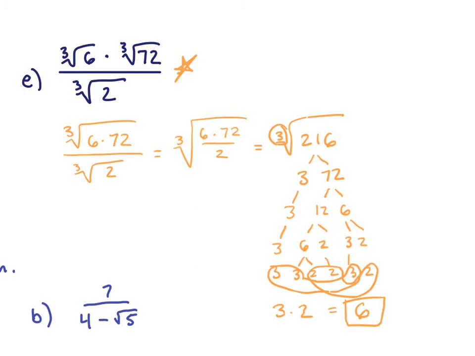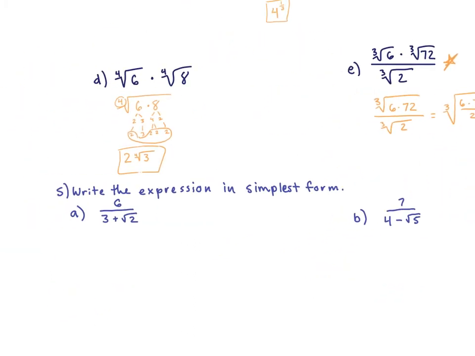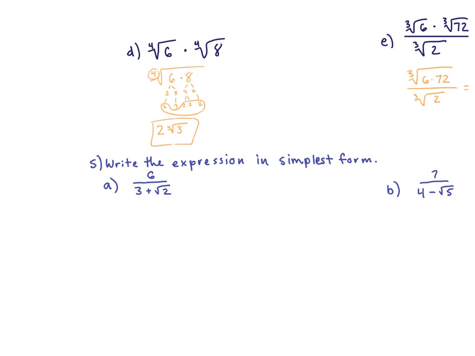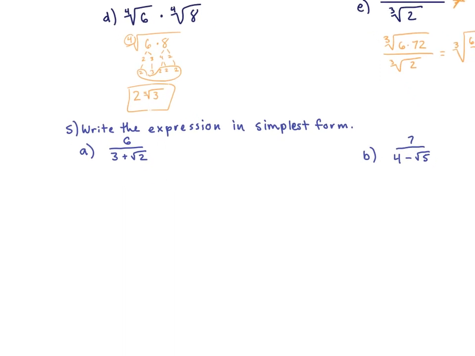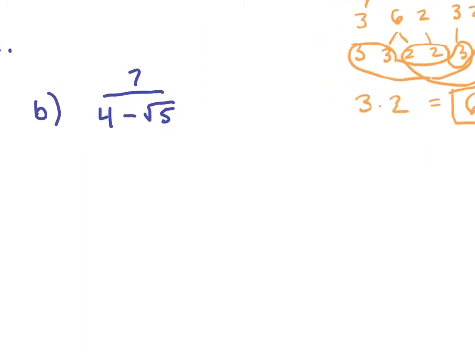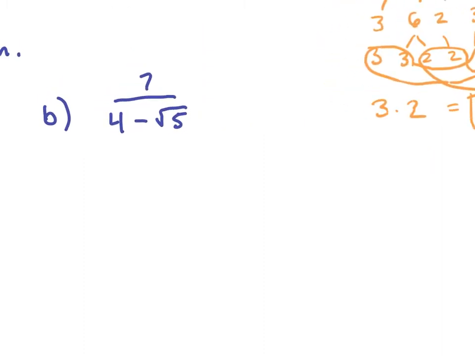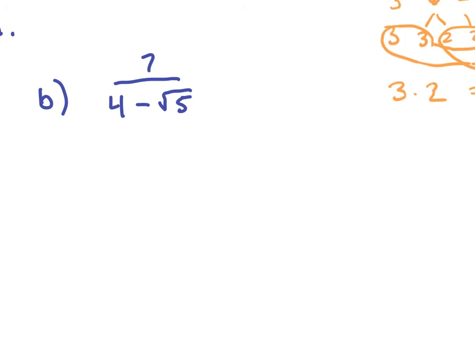Ready for number 5? I think we're on 5. Yep. Ready for 5? You guys want to see A or B? All right, we can do B. These two are actually pretty super similar. How do we simplify B? Our goal is to get the radical out of the denominator, so how can we do that?